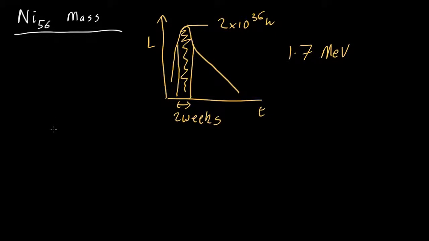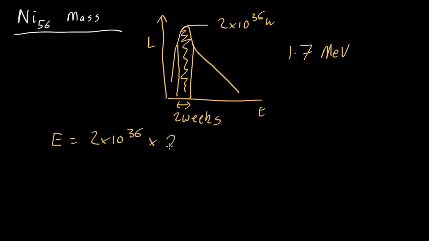So the first thing to work out is the total energy liberated by the nickel to cobalt. So that energy is going to be equal to the luminosity, 2 by 10 to the 36 watts. So a watt is a joule per second. So we need to multiply that by the number of seconds to turn it into actual energy from power.